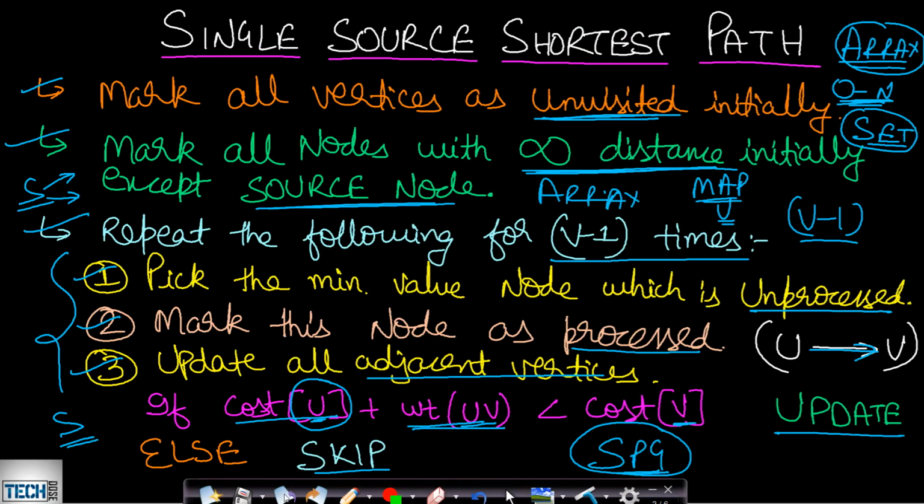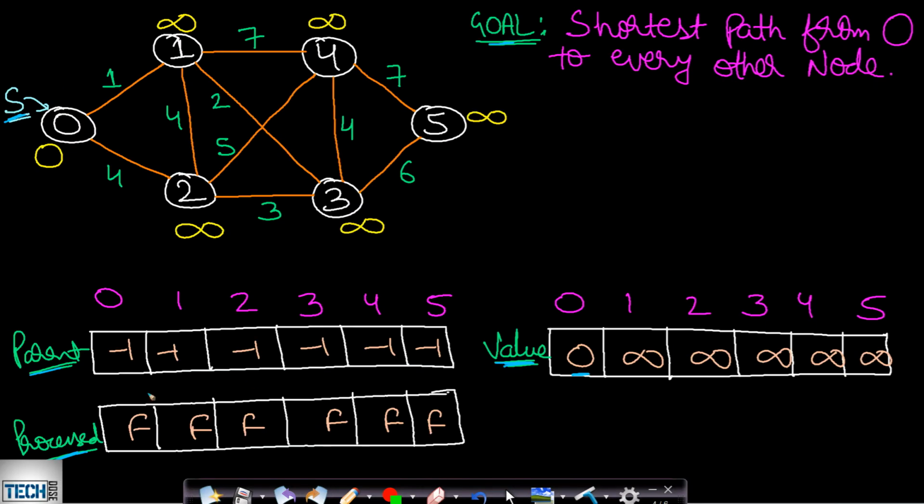So what was our step? Our first step was to pick the min value node. So we will pick the min value node. What is the min value node? It is 0. So 0 will be picked. Now we are at 0.